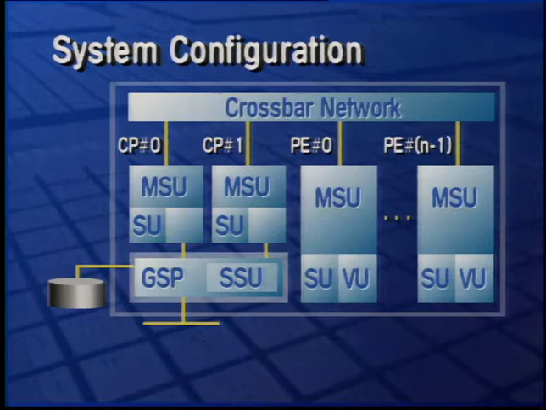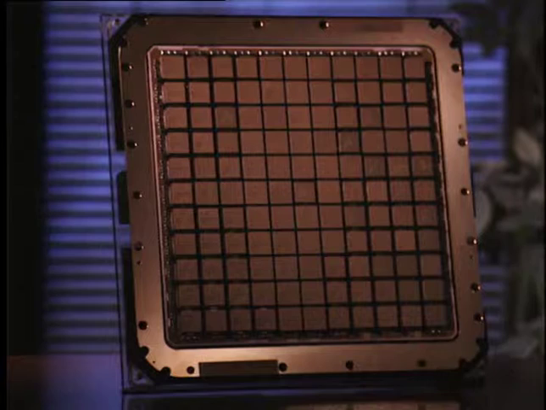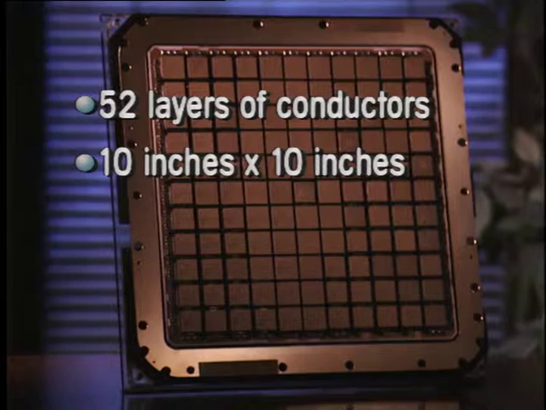VPP500 system is connected to a global system processor, or GSP, via a system storage unit, or SSU, a semiconductor storage device with up to 32 gigabytes of capacity. Let me mention the LSI and the packaging technologies which are employed in the VPP500 system. This is a multi-layered ceramic board with 52 layers of conductors. The size is about 10 inches in each dimension.